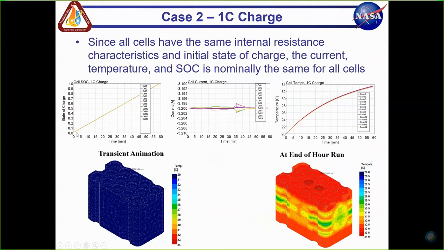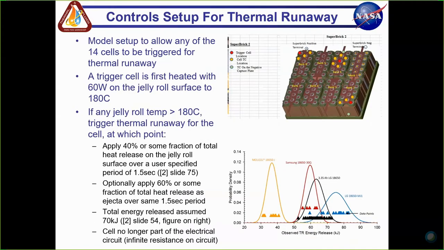Now, if you look at case two, which is just the reverse of this, a 1C charge, we're charging it at 1C over 1 hour, starting with it initially fully depleted and then charging up. You can see the currents are still pretty well balanced between the different cells, and again there's probably less than half a degree C spread between the cells. So this looks very similar to the 1C discharge as well.